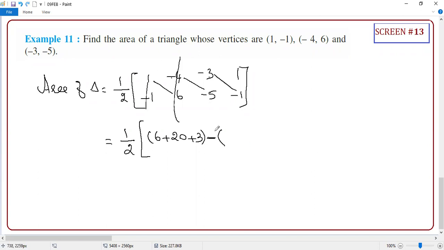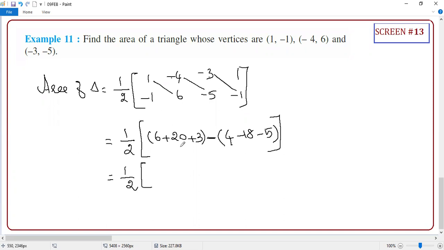Simply you put all the points. Just multiply this first, up to down. Then minus, then down to up. What is the answer? 4. Plus 4, plus 4, minus 18, minus 5. Minus 5. Clear or not? So 1 upon 2.